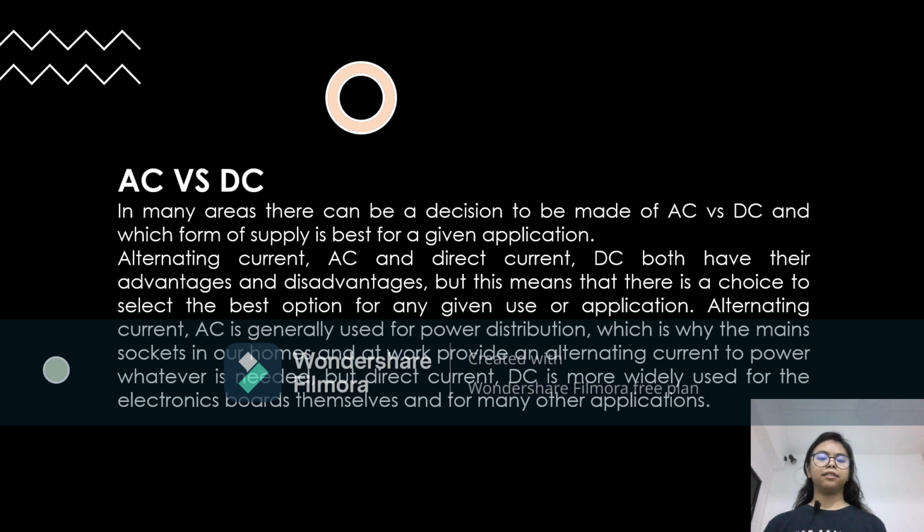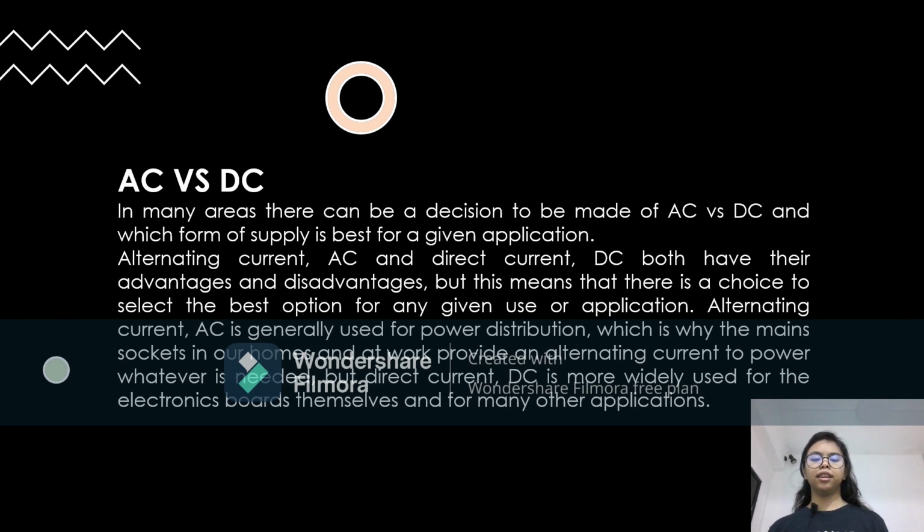So to compare AC versus DC, in many areas there can be a decision to be made of AC versus DC, and which form of supply is best for a given application. Alternating current or AC and direct current or DC both have their advantages and disadvantages, but this means that there is a choice to select the best option for any given use or application.